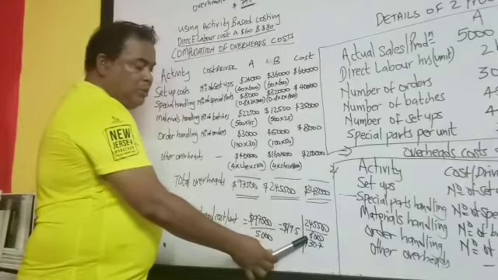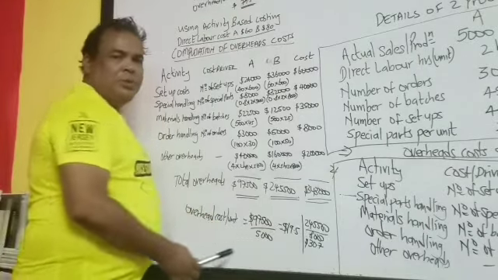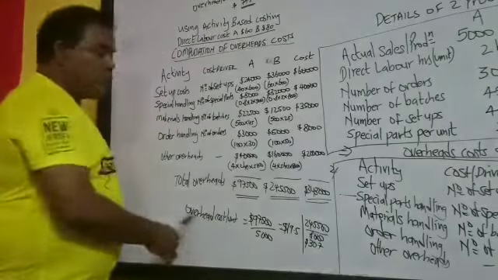245,500 divided by 8,000 units. This will give us 30.7. This is the overhead cost per unit.